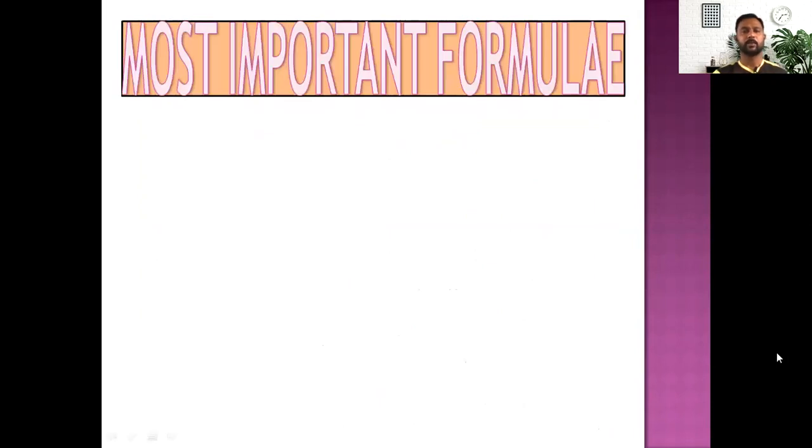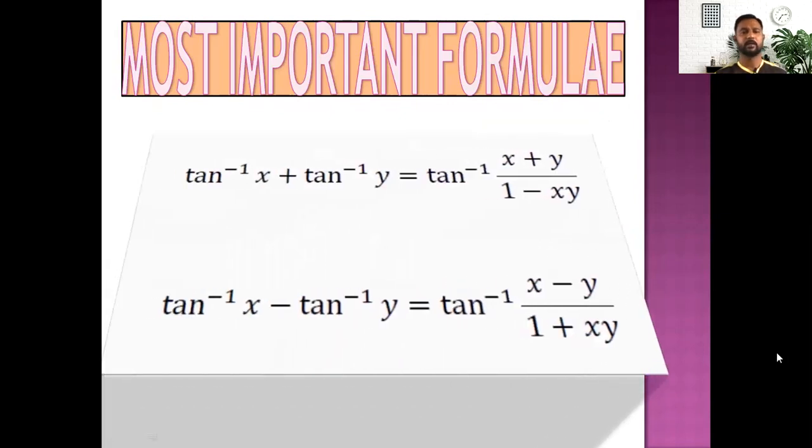These two upcoming formulas are considered very important. They are tan inverse x plus tan inverse y is tan inverse of x plus y by 1 minus xy, and tan inverse x minus tan inverse y is tan inverse of x minus y by 1 plus xy.